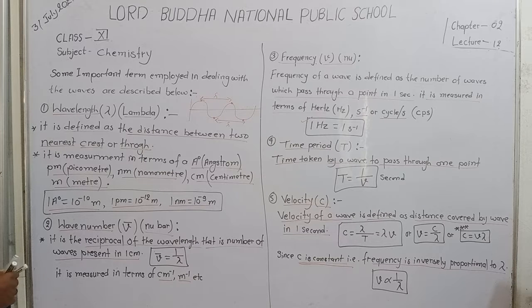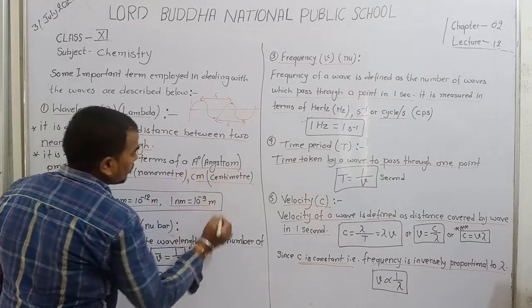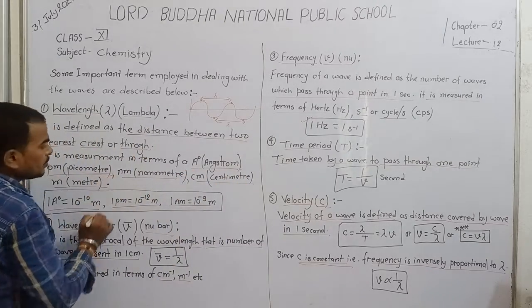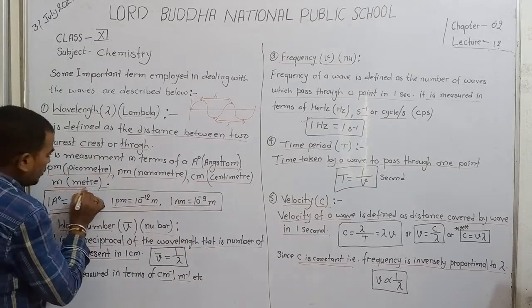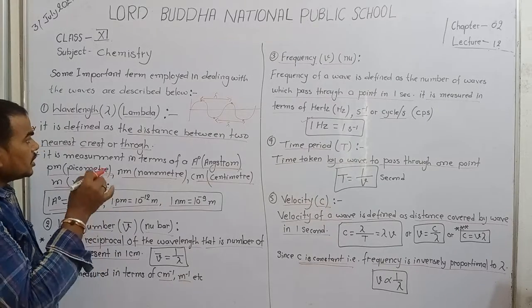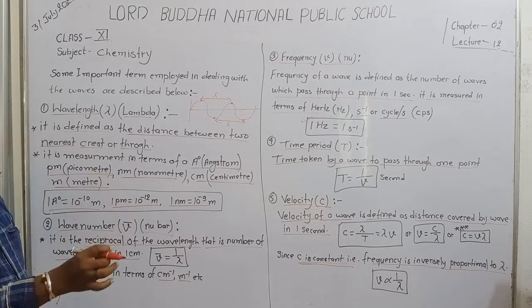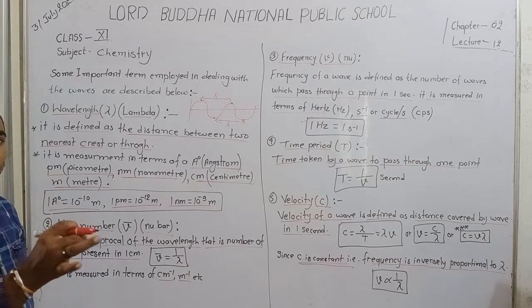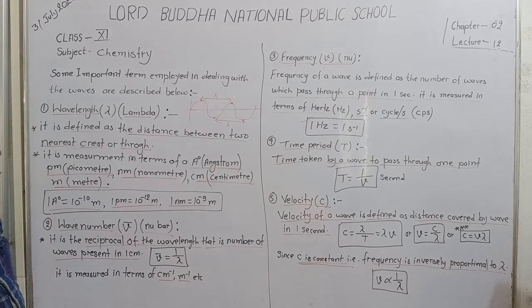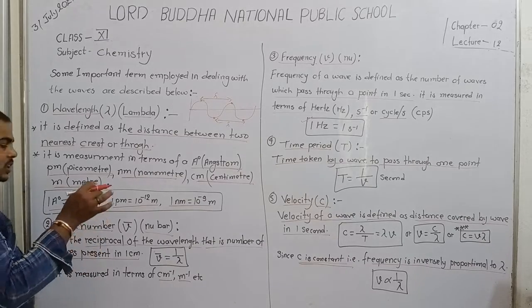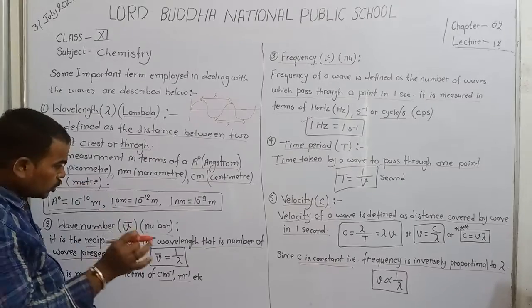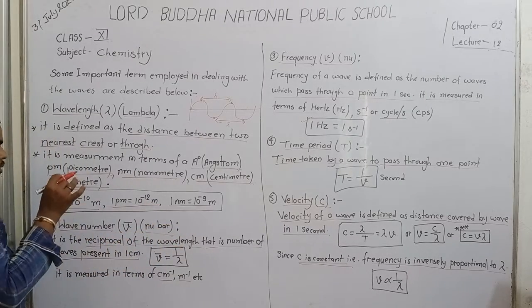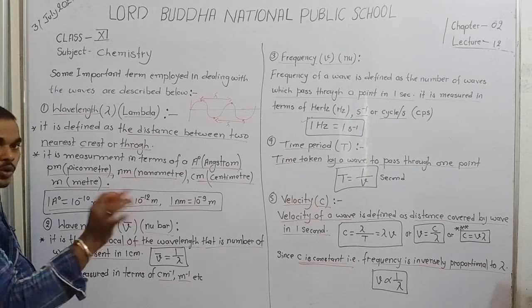Dear student, wavelength is measured in terms of angstrom, picometer, nanometer, centimeter and meters. The unit of wavelength is similar to the unit of length, and you know that the SI unit of length is meter. So you should always learn and convert all units into meter.